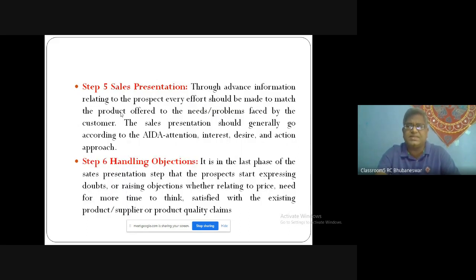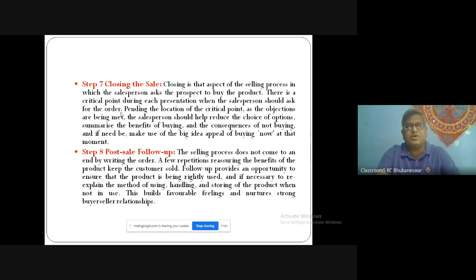Then the sales presentation. If you talk about the sales presentation, the AIDA concept arises. The AIDA model arises; later on I will discuss it in detail. AIDA means attention, interest, desire, and action. A means attention, I means interest, D means desire, and A means action. Next one is handling the objection, and the seventh point is closing the sale.